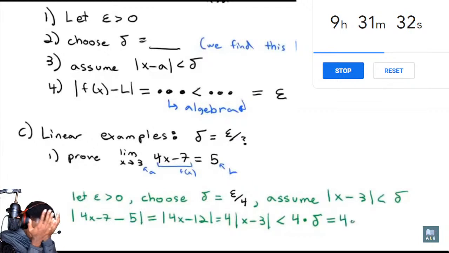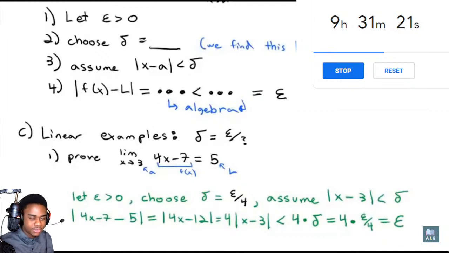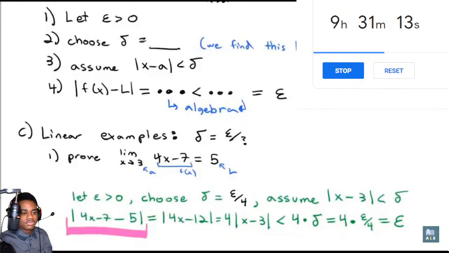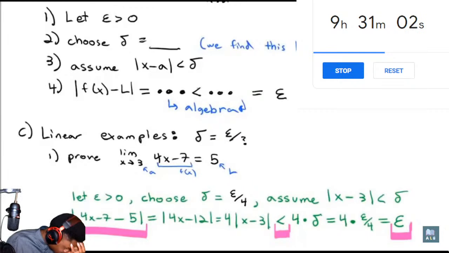Because now we have 4 times delta, which is equal to 4 times epsilon over 4. Now the 4's divide out, leaving just epsilon. And if we're able to simplify the absolute value of f of x minus L and say it is less than epsilon, we have proven that this limit is actually equal to what we said it was equal to.